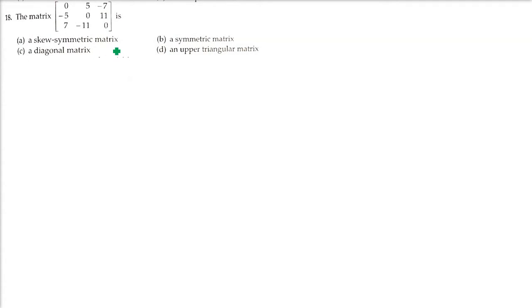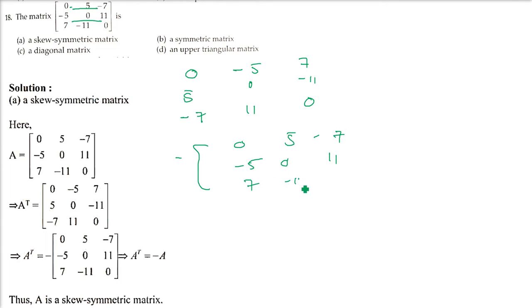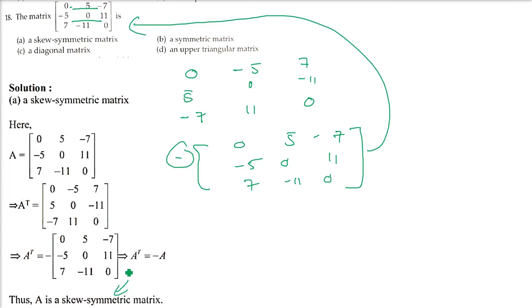The matrix, this is what? So we'll just take the transpose. Let us take the transpose. So this is the row, I'm making it a column: 0, 5, minus 7. This is a row, we're making it a column: minus 5, 0, 11. Then 7, minus 11, 0. Okay. Now I'm taking negative outside: 0, 5, negative 7. Negative 5, 0, plus 11. 7, negative 11, 0. Now what is this? This is again the same matrix in negative. So this is a skew symmetric matrix. So whenever A transpose is going to be equal to negative A, that is going to be a skew symmetric matrix.